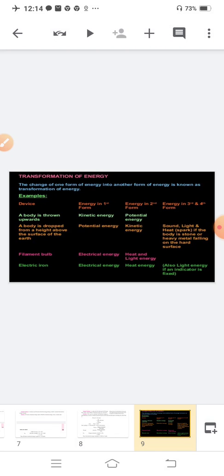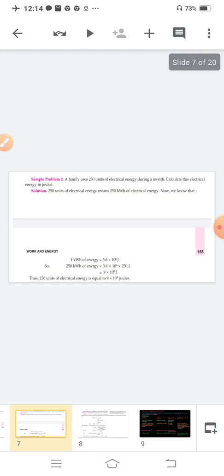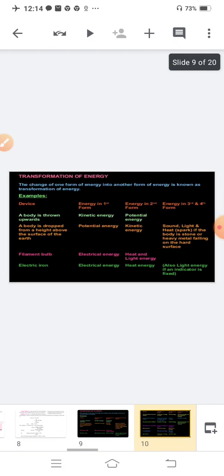A body is thrown upwards, kinetic energy. Clear? Second form of energy is potential energy. A body is dropped from a height above the surface of the earth. First it contains some potential energy, second it contains kinetic energy. Filament bulb, electrical energy converts into heat. First we apply electrical energy to the bulb. Now this electrical energy will convert into heat and light energy.